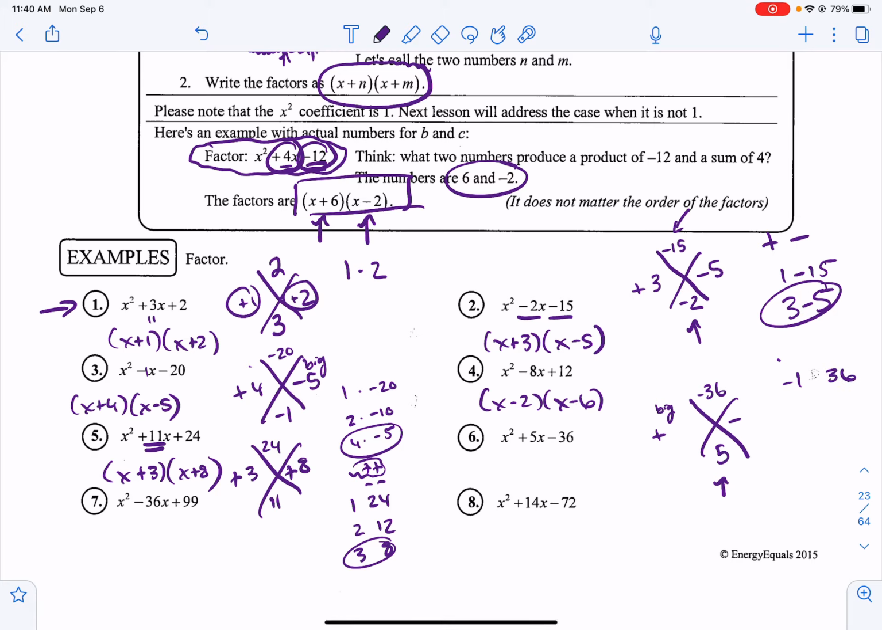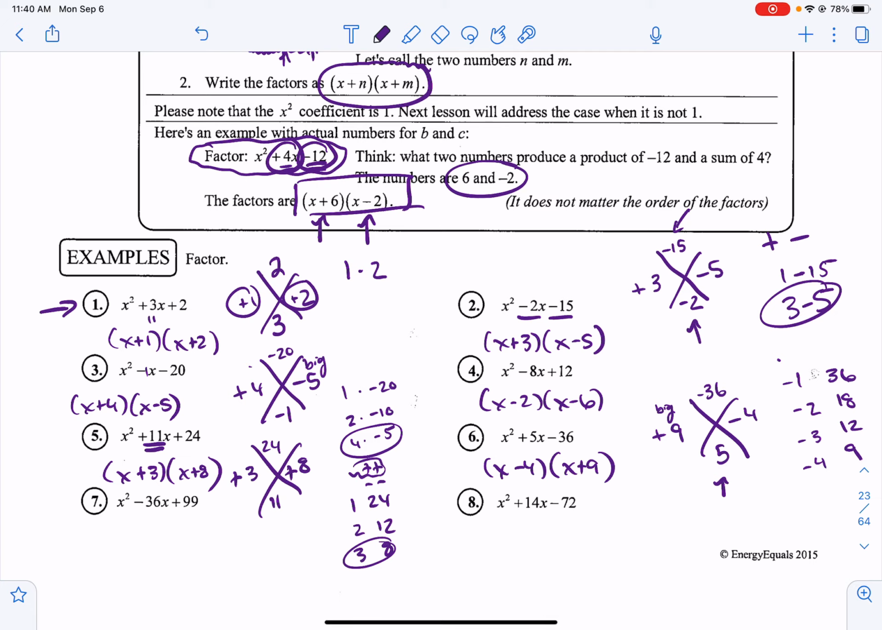That doesn't add up. Negative 2 and a positive 18. That doesn't add up. How about negative 3 and a positive 12? That doesn't work. How about negative 4 and a positive 9? Those add together to be 5. So negative 4, positive 9: x minus 4, x plus 9 becomes my answer. Those are equal to each other.